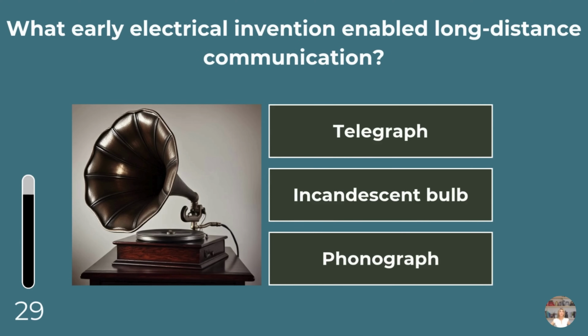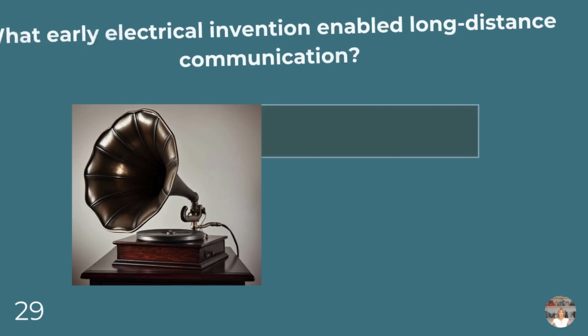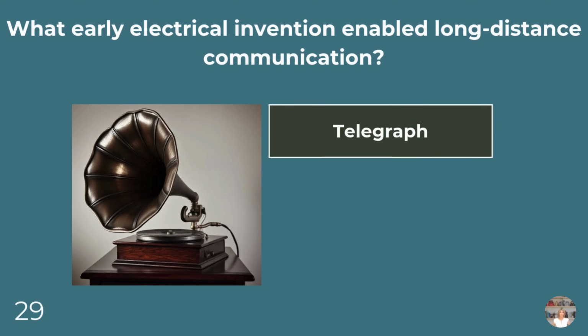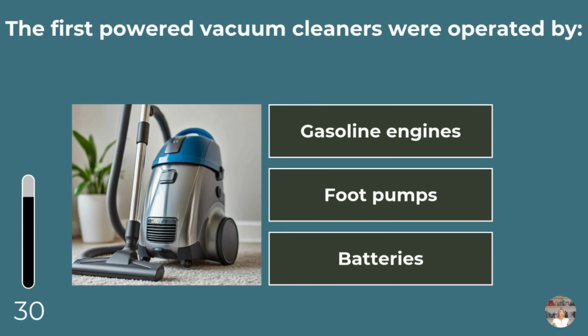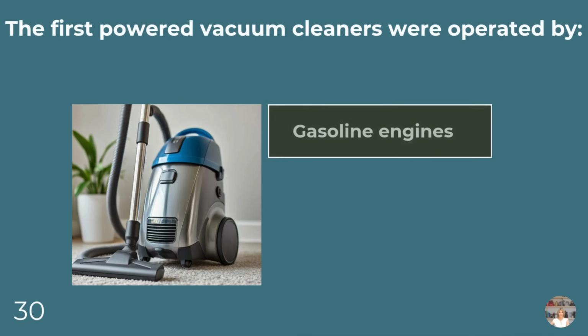What early electrical invention enabled long-distance communication? Telegraph, incandescent bulb, or the phonograph? The telegraph. The first powered vacuum cleaners were operated by gasoline engines, foot pumps, or batteries? Gasoline engines.